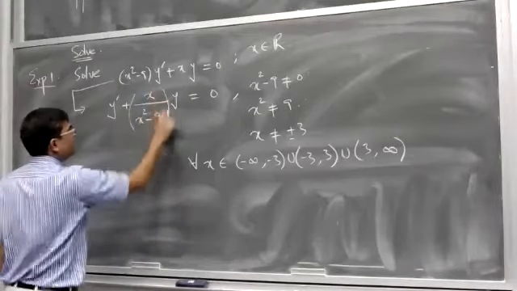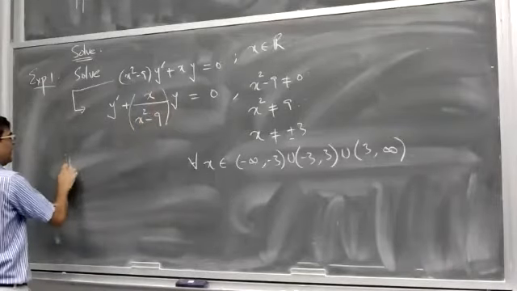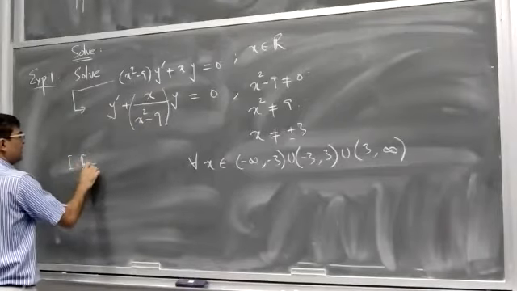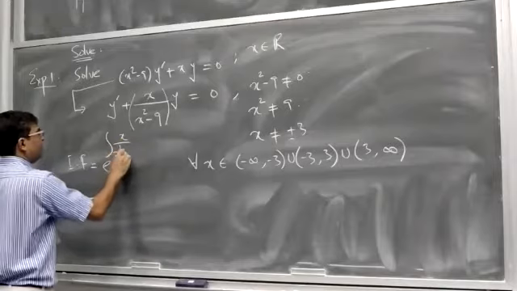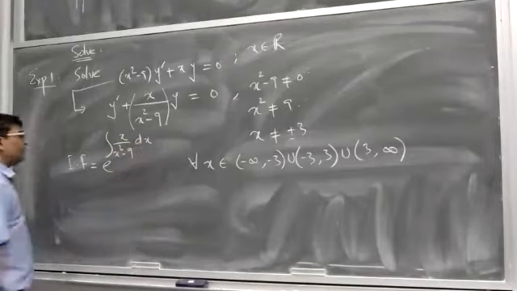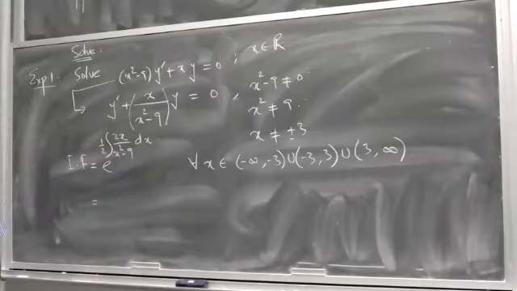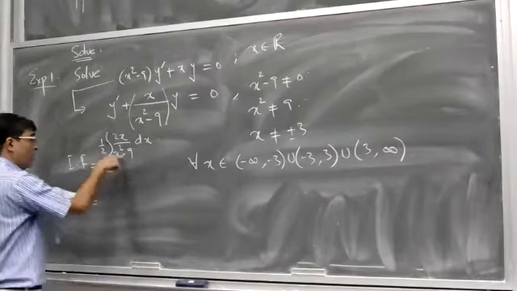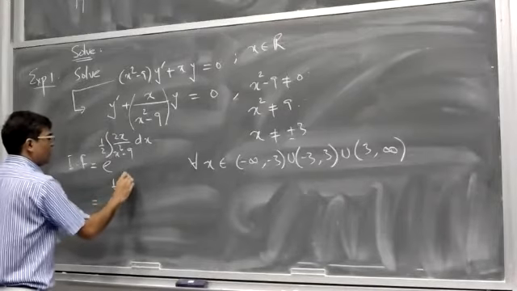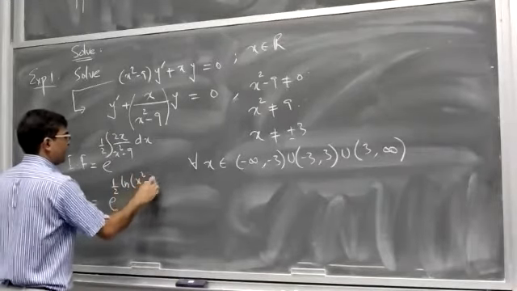What is your p of x? This is your p of x. Then integrating factor should be what? e raised power integral x over x square minus 9 dx. Now how can we integrate this thing? You multiply here 2, you divide here 2. Now you have derivative of the denominator in the numerator. So it can be 1 by 2 natural log of x square minus 9.